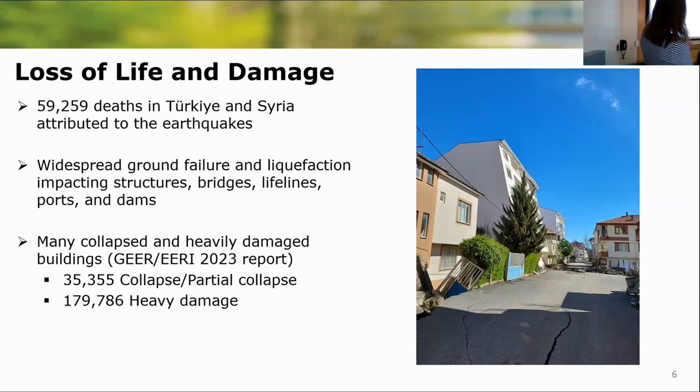There was widespread ground failure and liquefaction that impacted structures, bridges, lifelines, ports, and dams, and then many collapsed and heavily damaged buildings. From the report, which I referenced at the end, there were over 35,000 buildings that were collapsed or partially collapsed, and then almost 180,000 that had heavy damage that I think did require demolition.